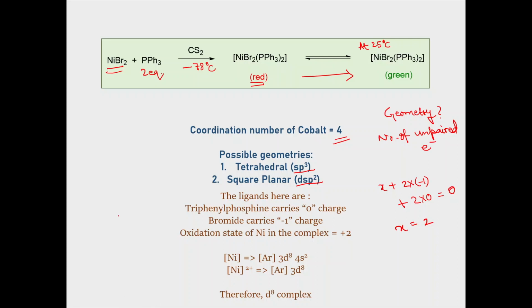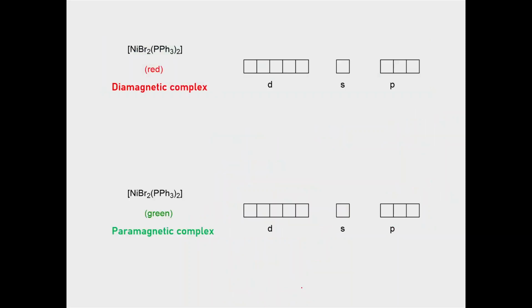So generally the electronic configuration of free nickel is 3d8 4s2, right? So when nickel is present in +2 oxidation state, then nickel will have 8 electrons in its d orbital. So in this complex, nickel is a d8 complex. So this is for the red complex.